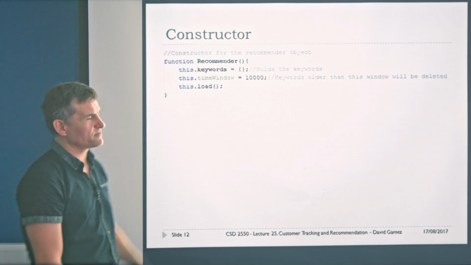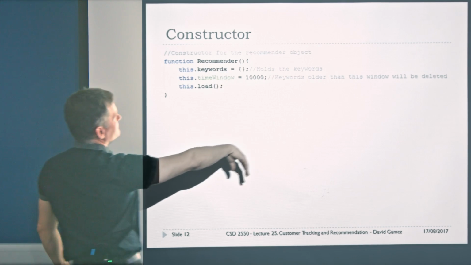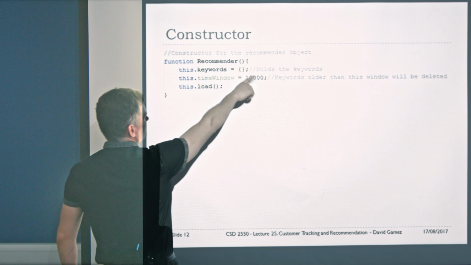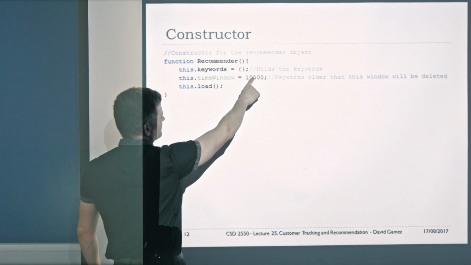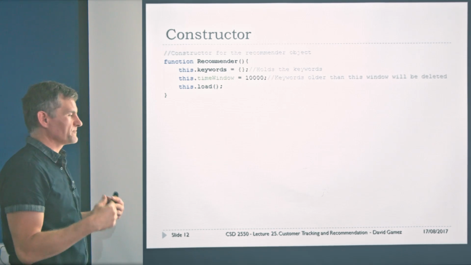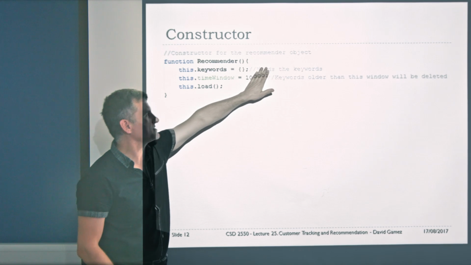So I'll just briefly talk you through the code. The code, as usual, is available on the course website. So this is the constructor. We initialize an empty array of keywords. Now this time window is a crucial factor in this. So in this case, because it's a demo, this time window is in milliseconds. So this time window actually corresponds to 10 seconds here.